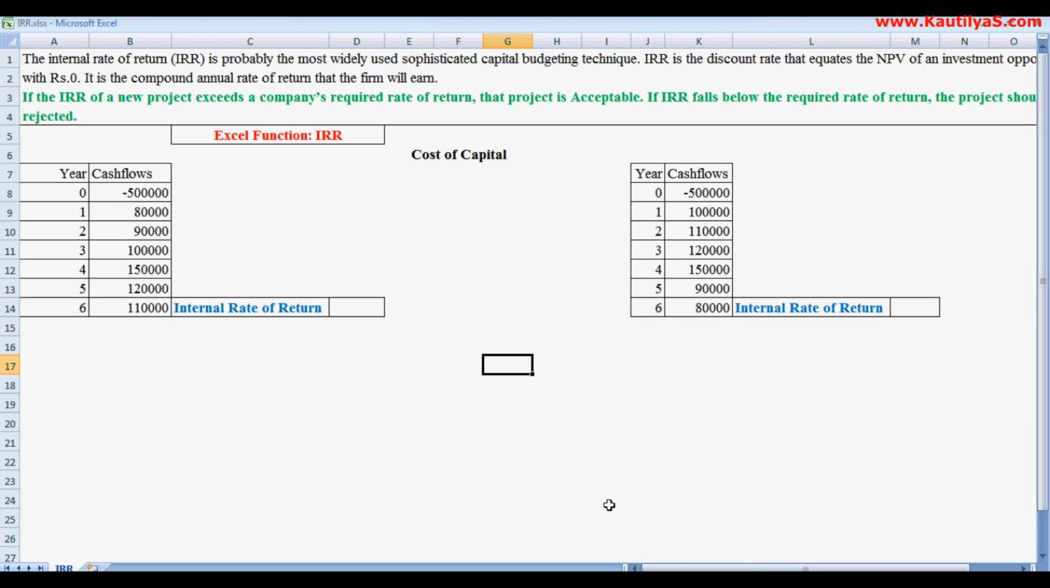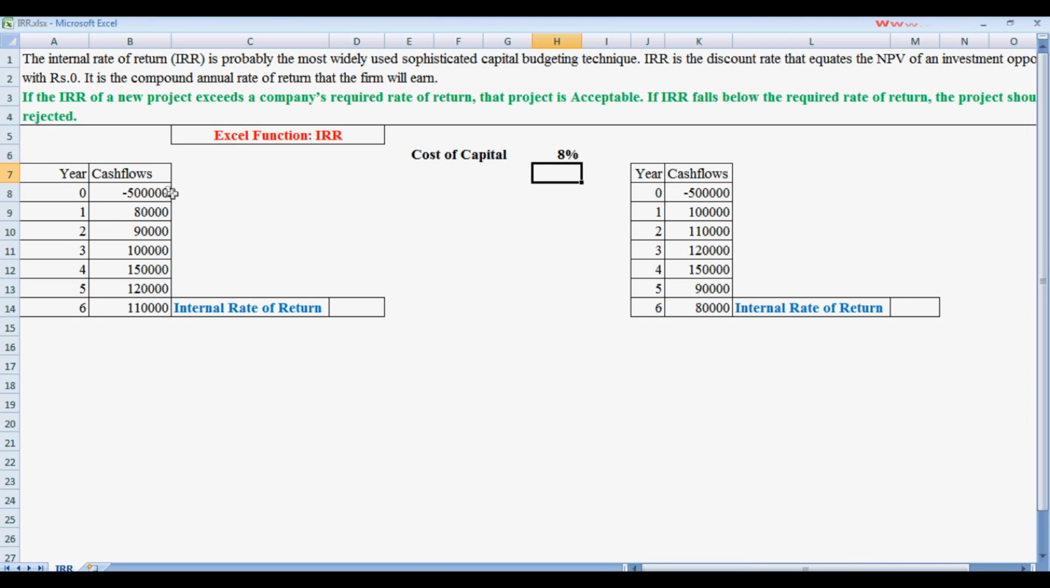Suppose the cost of capital of a company is 15%. We expect that the project should give us more returns than our cost of capital, that is, more than 15%. So if it is 16% or 17%, then we may accept the project. For our calculation, we assume that the cost of capital of our project is 8%.